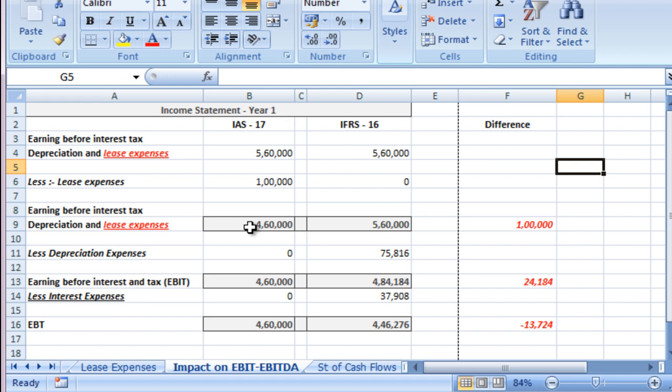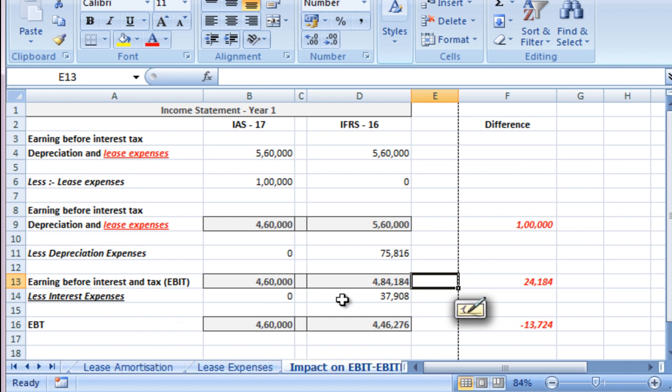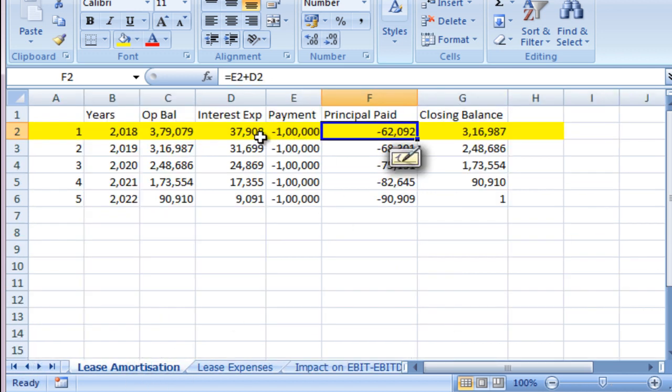How I arrived at 37,908 is from here. This is the first year, right? The interest expense is 37,908. I'm assuming everything is in cash. It's cash transactions. 37,908 is the total lease expense, no accrual accounting. This is total cash basis.